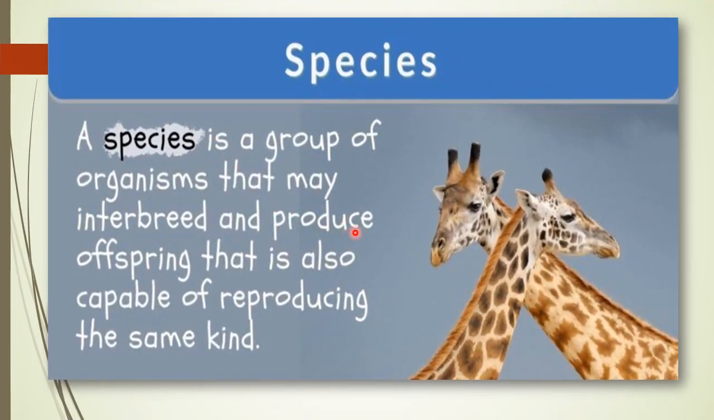Species. A species is a group of organisms that may interbreed and produce offspring that are also capable of reproducing. This means each kind of organism is referred to as a species. Organisms belonging to the same species have similar characters and are able to breed among themselves. All lions belong to one species and tigers to another. Tigers can breed among themselves and not with lions. A tiger will give birth to a tiger only.